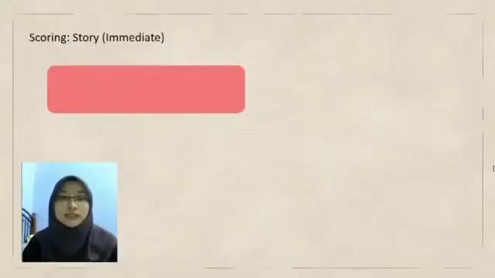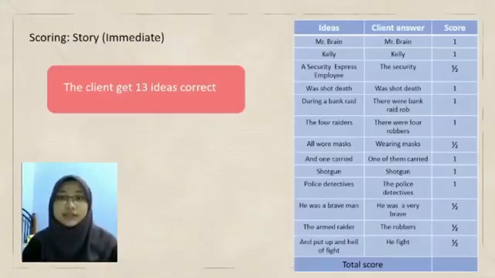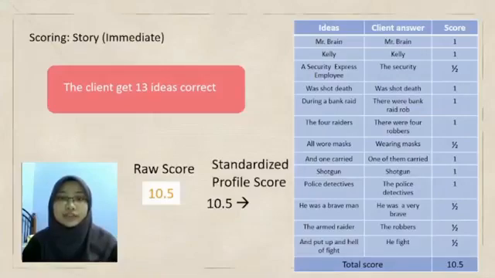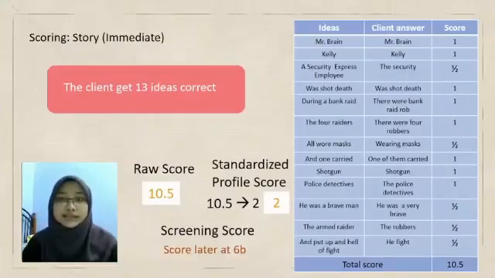Okay, that's good. Based on the video, the client gets 13 items correct, and this is what the client answers. So the total score that the client will get is 10.5. So the raw score will also be 10.5. When the raw score is 10.5, the standardized profile score the client will get is 2. For the screening score, we will score later at 6D.